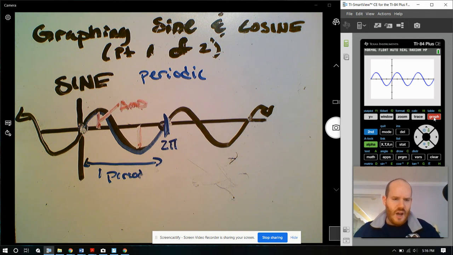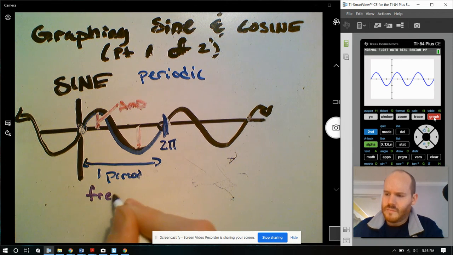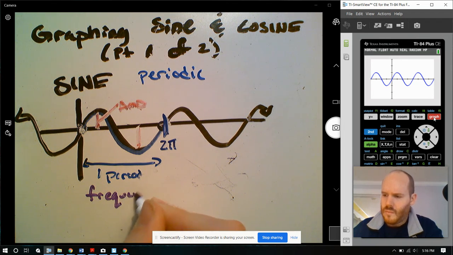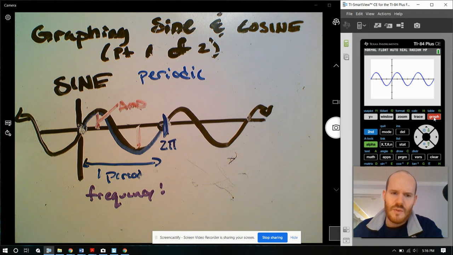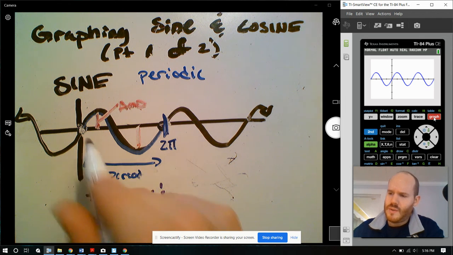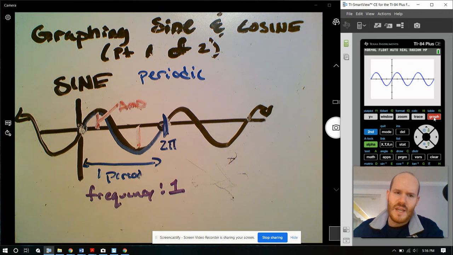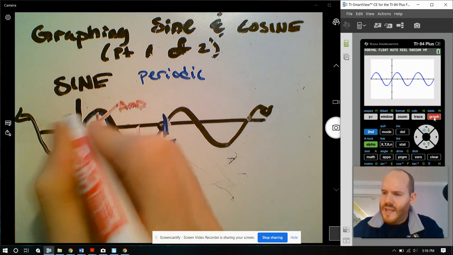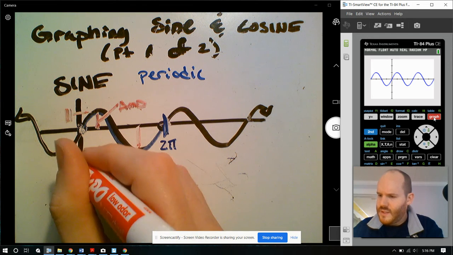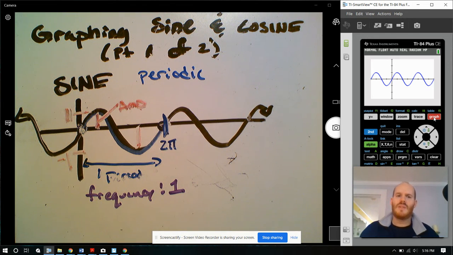The other feature of the graph that we talked about is the frequency. Frequency just refers to the number of cycles that it completes in that one rotation around the unit circle. So we have one cycle, or a frequency of 1, for this sine curve. Additionally, this sine curve deviates above and below the axis by a value of 1, so it has an amplitude of 1.